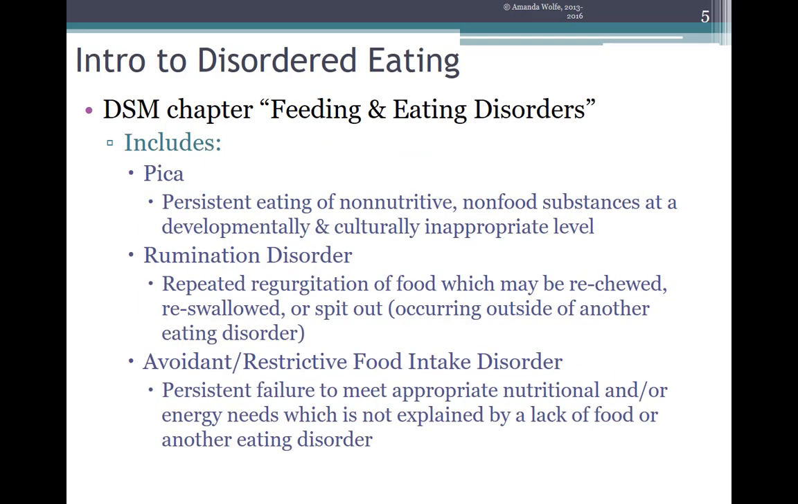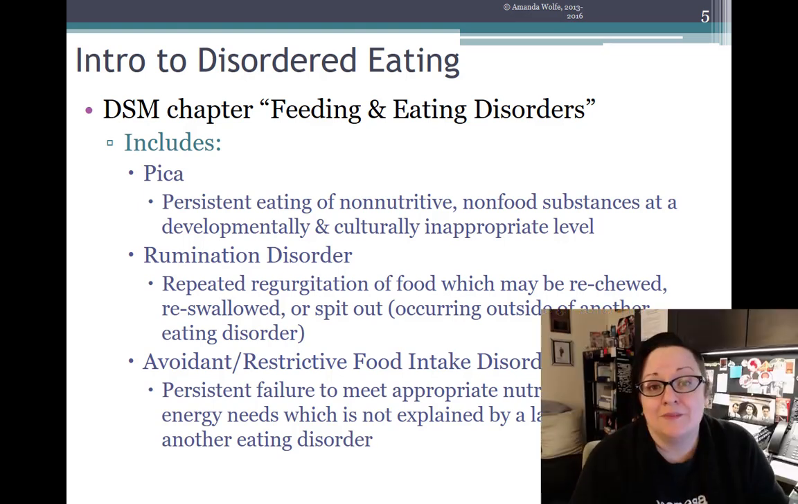The DSM has a whole chapter called Feeding and Eating Disorders. Some of the ones that aren't the ones that you may have heard of, like anorexia and bulimia, but are still very interesting are, for example, pica. Pica is one of my favorite disorders. It's not my favorite, but it's one of them.